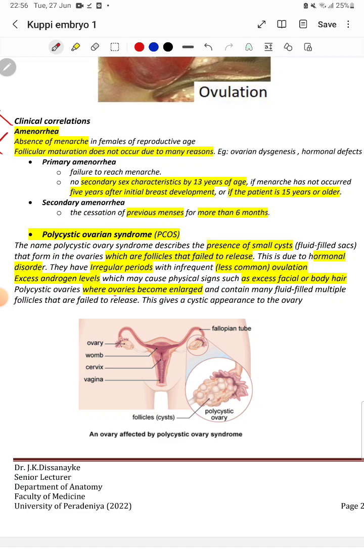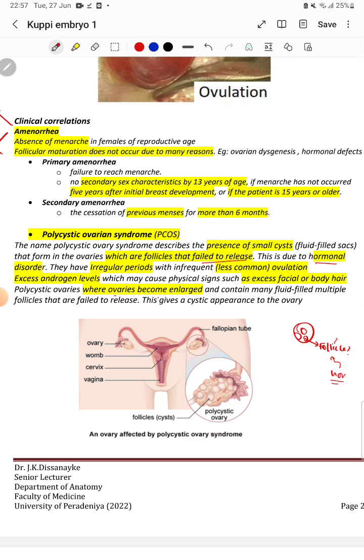Typically speaking, the cysts are actually just follicles that haven't released, and this can happen due to a multitude of reasons. It could be due to a hormonal issue, and many other issues. I'm not really sure about the exact examples, but overall, you have these little cysts within the ovaries, and these cysts are basically follicles that haven't released. And why have these follicles not released? It could be due to hormonal disorder. So maybe it's not responding well, maybe there are not enough hormones, things like that.